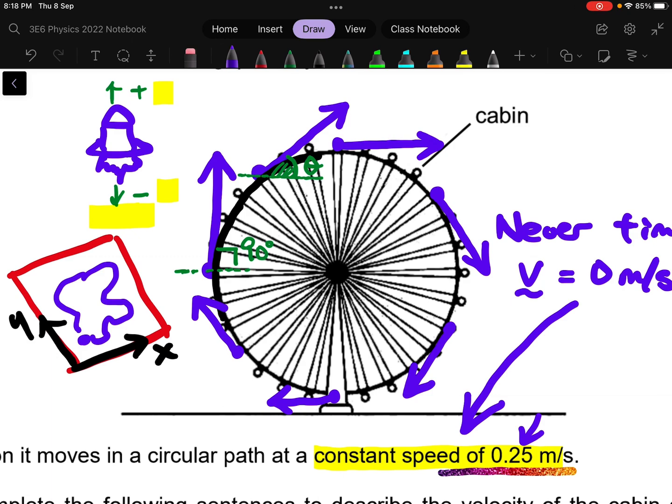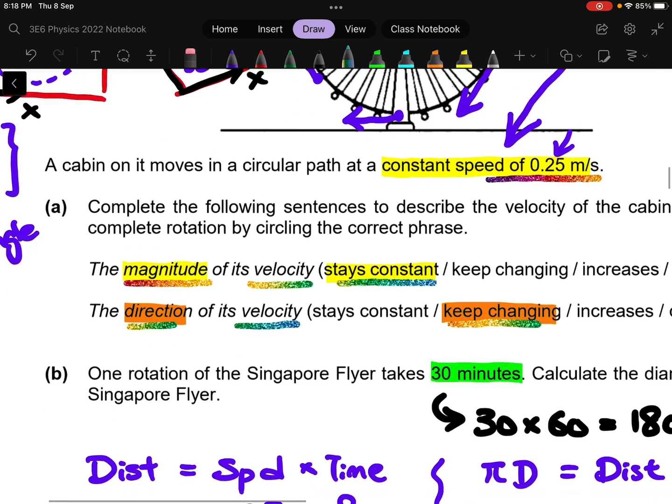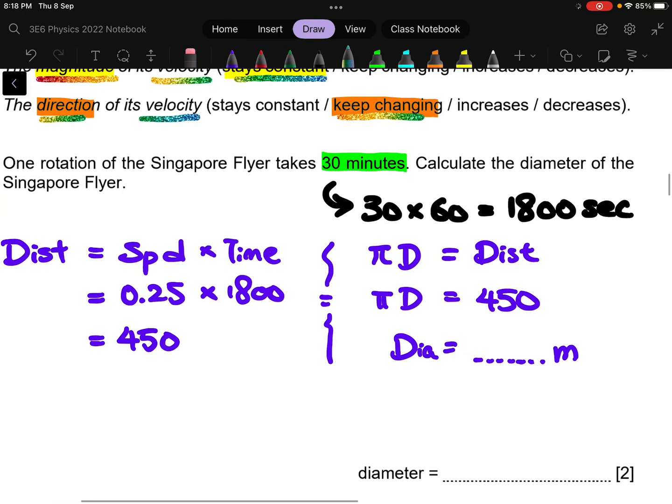So what happens is that if you have an object moving in a circular path, you can see that the direction component of this vector will always be changing. It is neither increasing nor decreasing. It is just changing from 0 to 360 degrees and then resetting back to 0 degrees. So we say that the direction component of this vector is always changing.